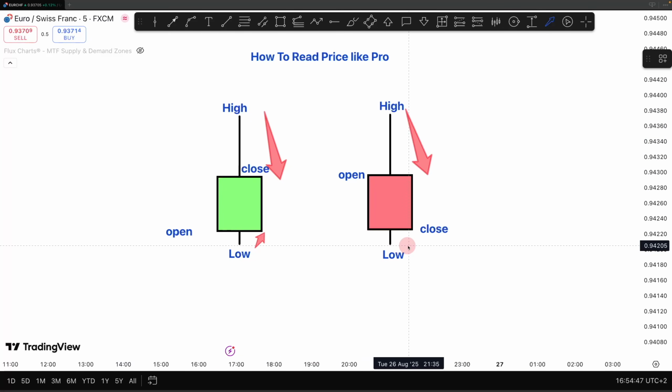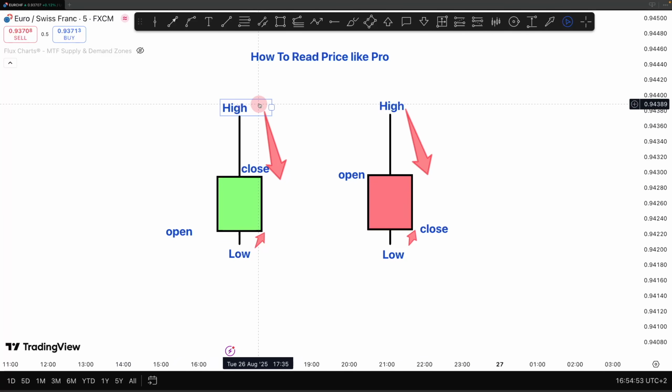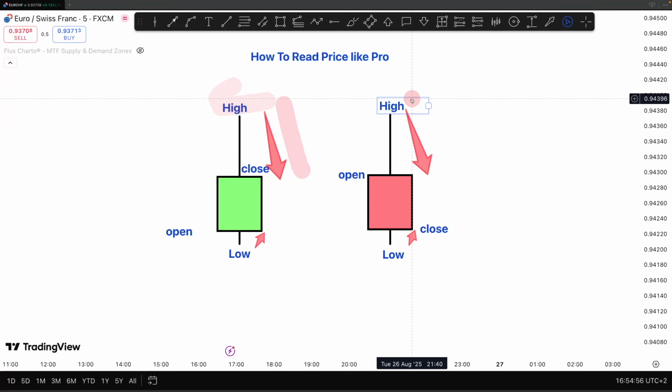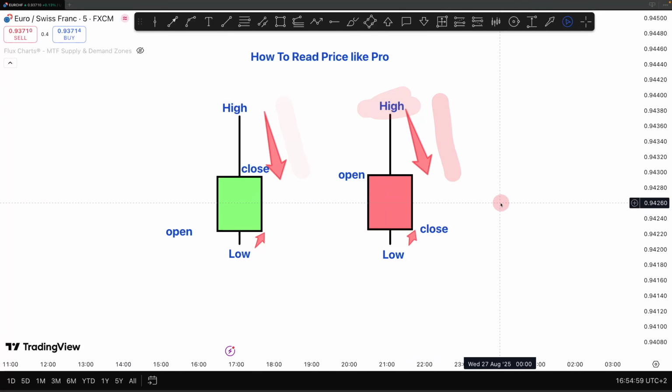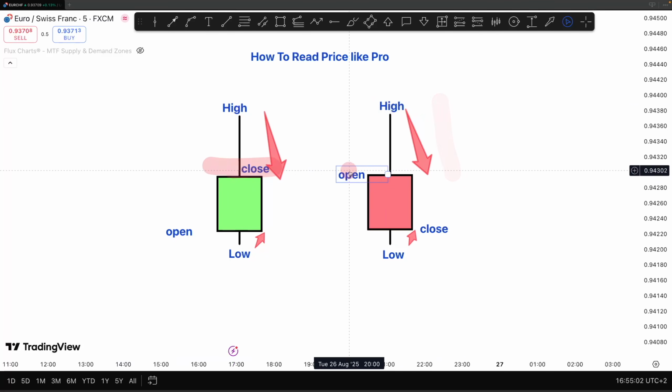Focus on the wicks only for now in this video. You can clearly see that from the highest point of the market, we are pushing to the downside. From this high, we are pushing to the downside. Even though we have the close and the open that are different in this situation, price action here is just the same. The market is giving us an indication that we are moving to the downside.